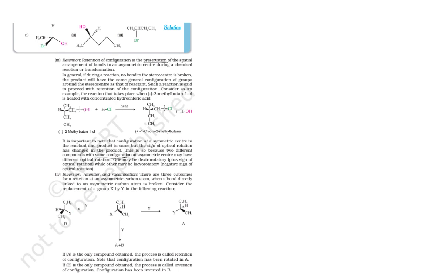Then I am going to explain to you what retention is. There's a preservation of the spatial arrangement of bonds to the asymmetric center. Look here: on the left hand side hydrogen is there, on the right hand side CH2OH is there, above CH3 is there, below CH2CH3 is there, the same groups which are present on this side also. The same configuration is maintained, right? This we call retention.